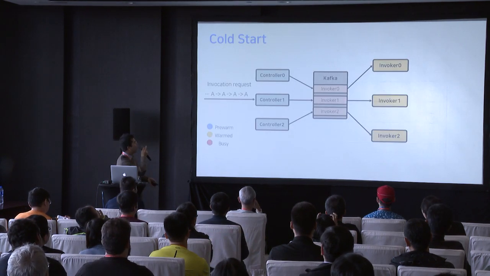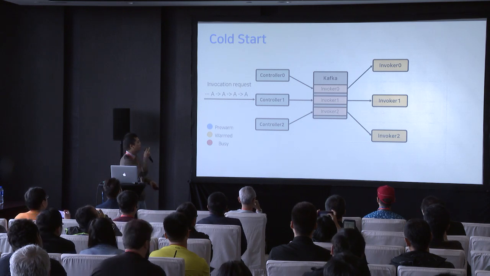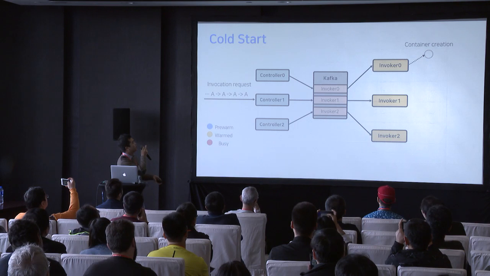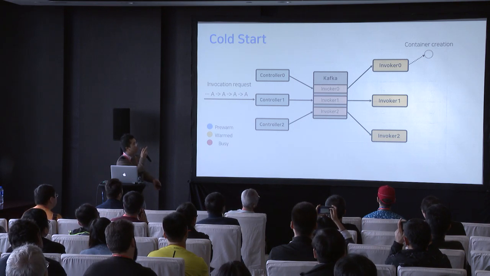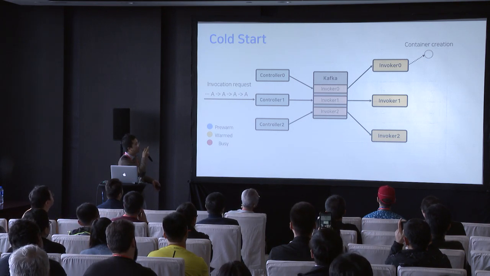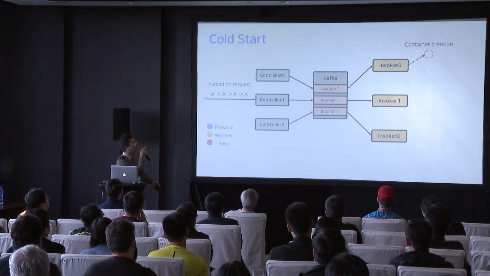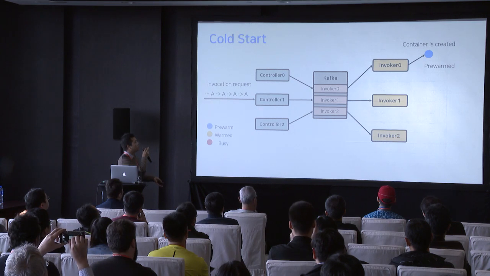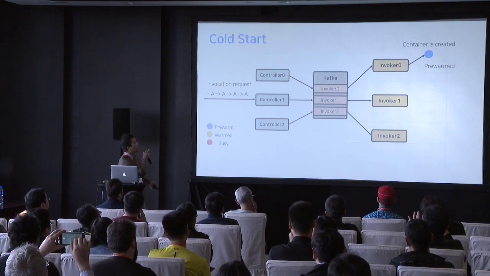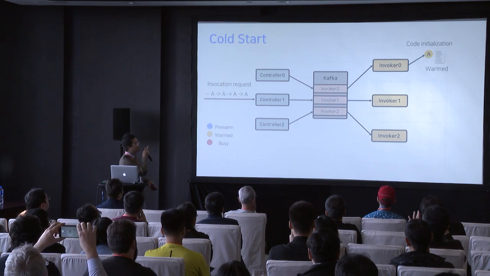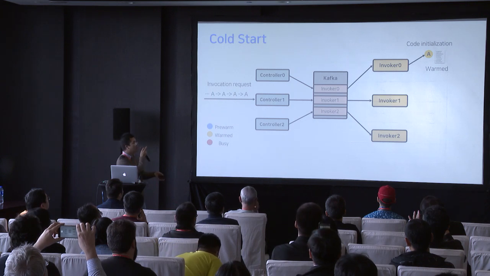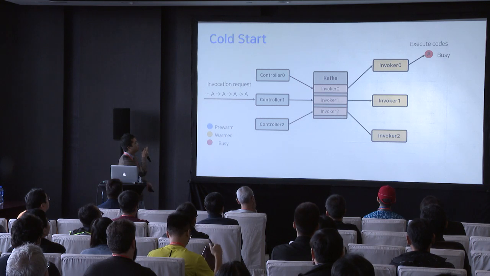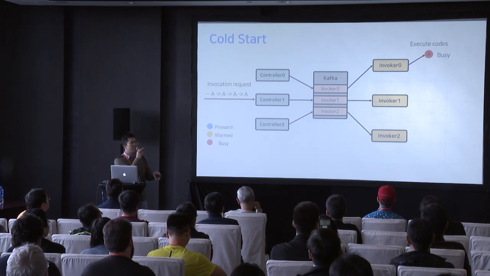Now let's have a look at the lifecycle of a Docker container in OpenWhisk. At first, invoker 0 will receive an invocation request of action A and start a container creation. And when it's created, the container is completely cold. And we initialize action A's code into it, and the container becomes warmed status. And then we execute the action code. So now the container is busy.